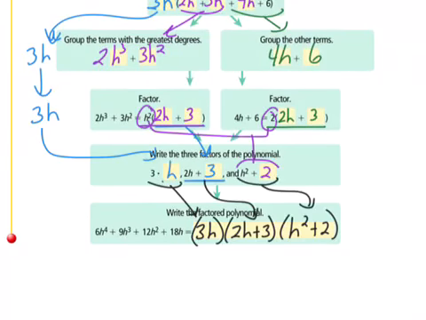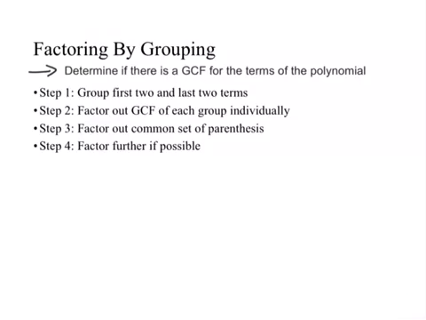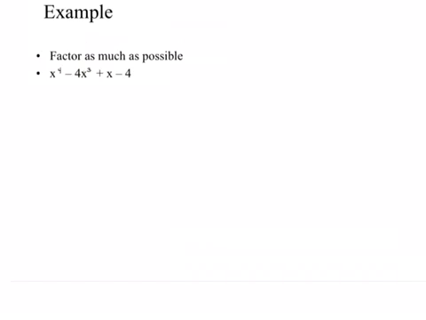Here I've written out the steps for factoring by grouping. In this example, to factor it, we first look at the terms. Do they share a greatest common factor larger than 1? They do not. Now I'm going to take the largest degrees and separate them from the smaller degrees. Then I'll factor each of those individually.